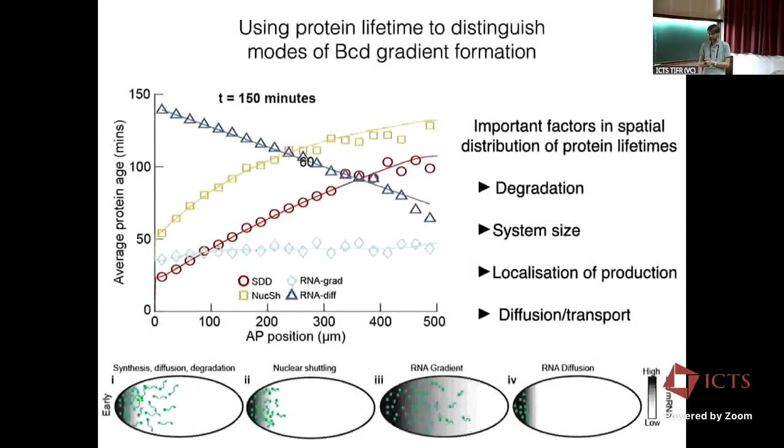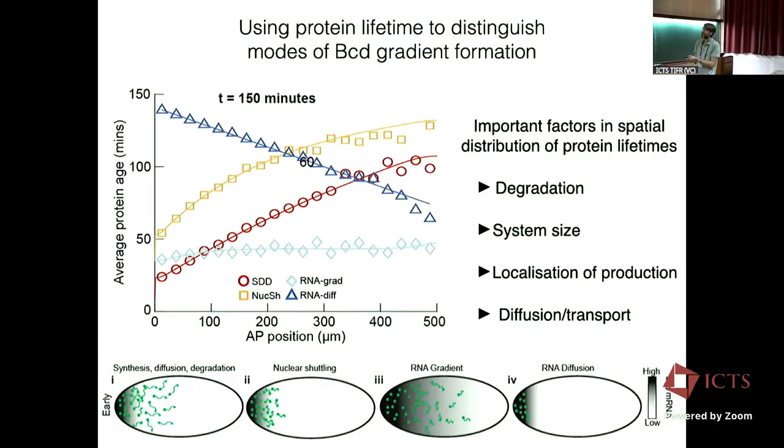But if you look at, instead of asking what is the average gradient, what is the average age of a protein at a particular position from these different models, they have very different behavior. So in the SDD model, protein is produced in the anterior, so that's where it's youngest. It diffuses out, so only old protein gets to the end because it has to move across the embryo. It's similar for nuclear shuttling, except it's a slower process because you have to wait for each round of division. And so therefore, you tend to get a higher profile here.